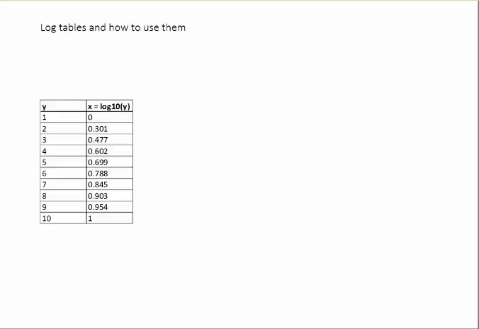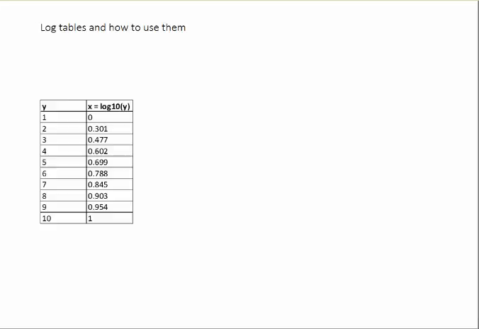So here we've got the normal numbers on the left from 1 up to 10, and then we've got the logarithms in base 10 in this case on the right. So the log in base 10 of 1 is 0, the log in base 10 of 10 is 1, and then all the numbers in between have been calculated for you to 3 decimal places.